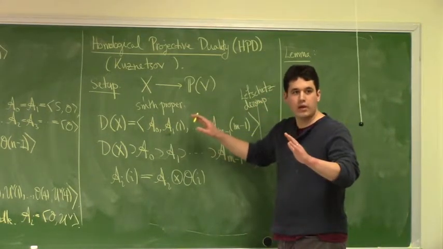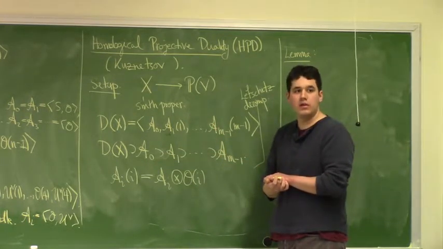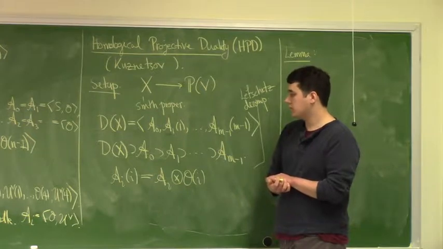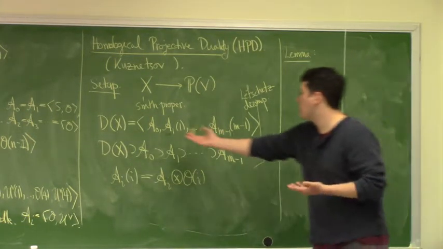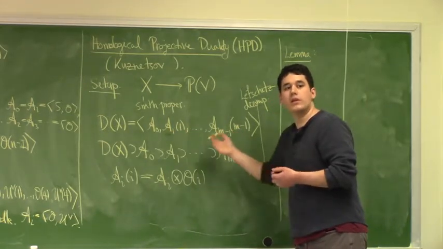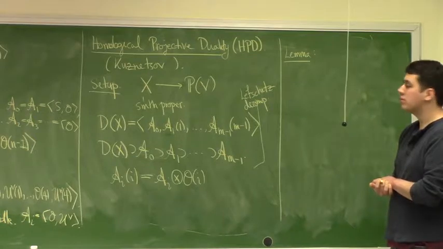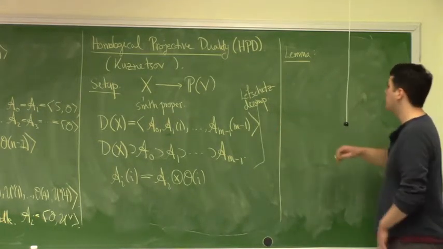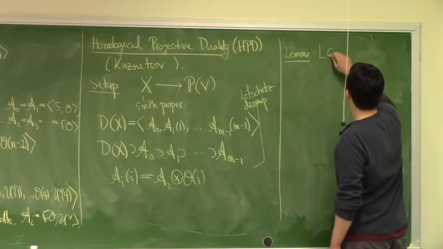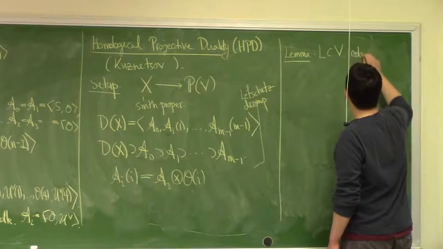It can just be any triangulated subcategory of D of X as long as they form a descending chain. And they also have to form a semi-orthogonal decomposition. Okay, so here's the basic lemma about such a decomposition. Let's say I take L inside of V, a linear subspace, say of codimension c.